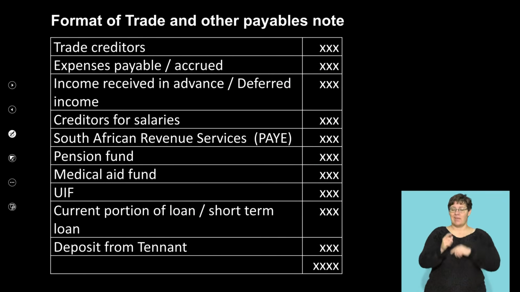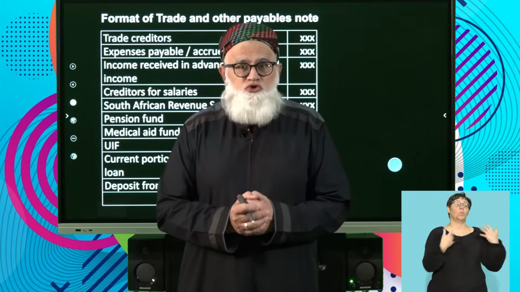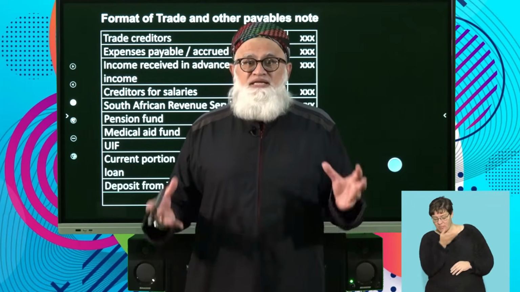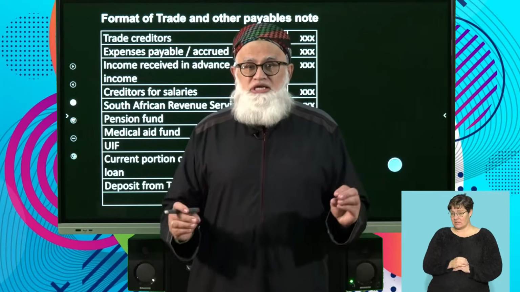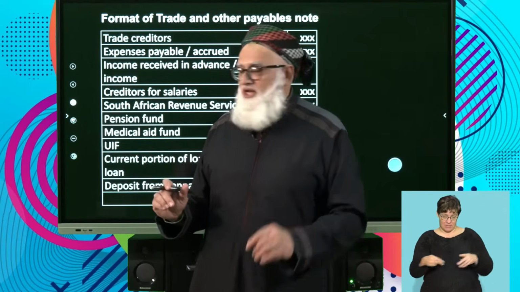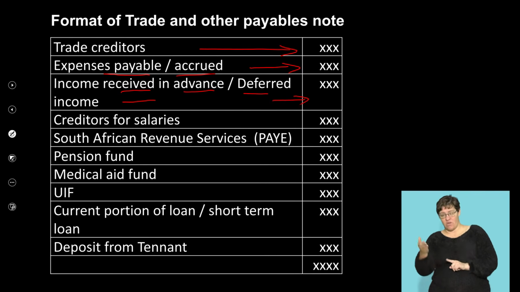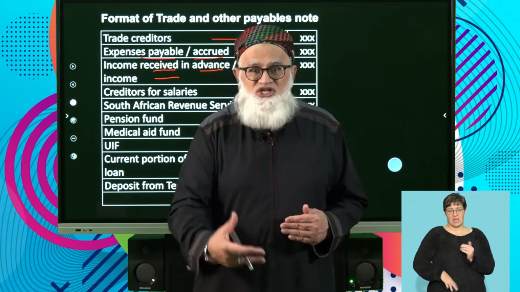Is your trade and other payables. Now, your trade and other payables note, also a very important note, and look at the information that needs to go into these notes. You need all your liabilities, your trade and other payables. Watch, it's your trade creditors, creditors control, your expenses payable or accrued expenses, right? Income received in advance, also known as deferred income, okay? Then you have all your liabilities in respect of salaries and wages.